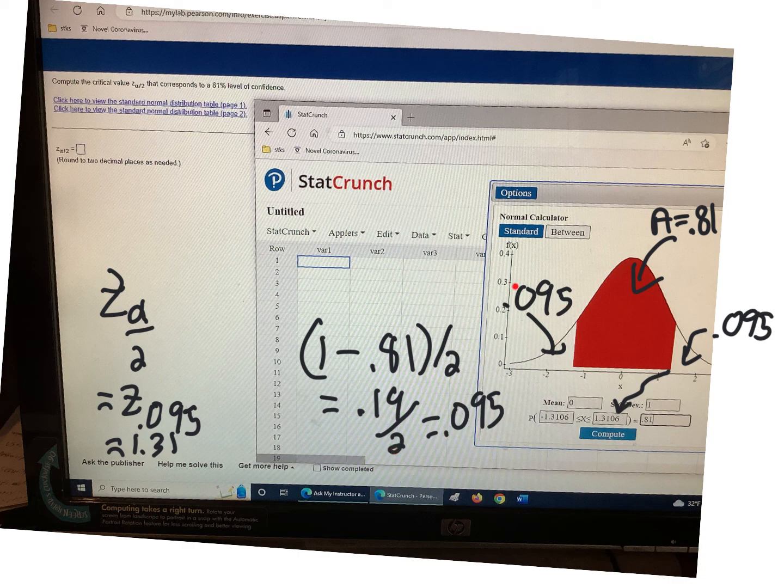So the area in each of these tails is 0.095. Alpha over 2 is referring to the alpha in this case, which is the 0.19, divided by 2, and we're getting 0.095. That's referring to this particular z-score right here, which is the 1.31.